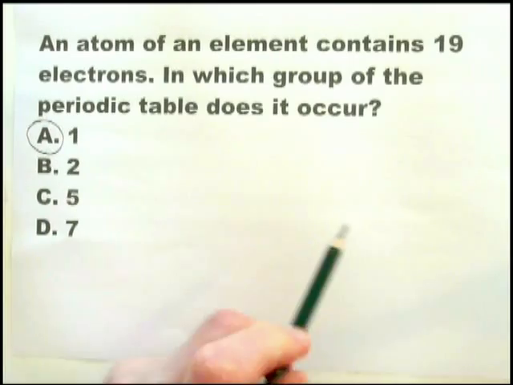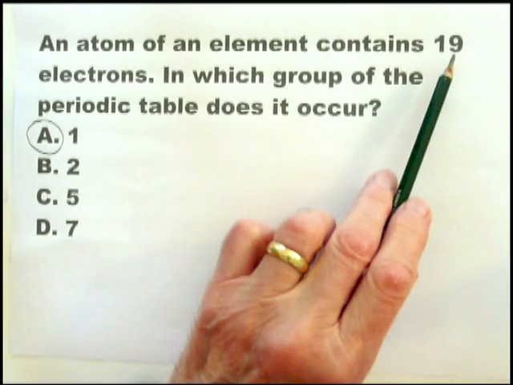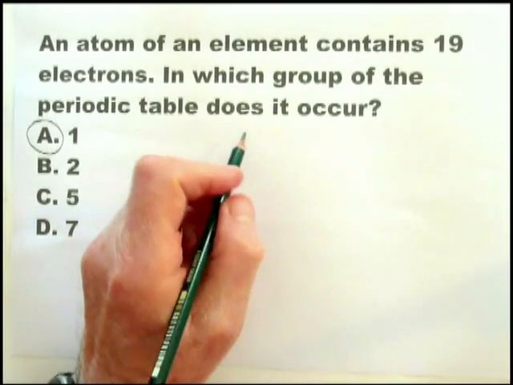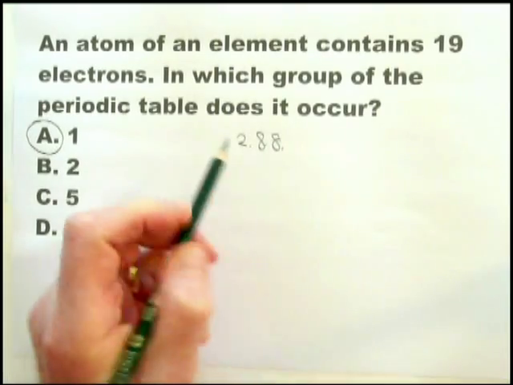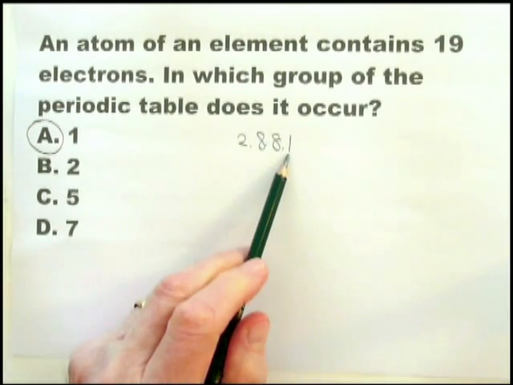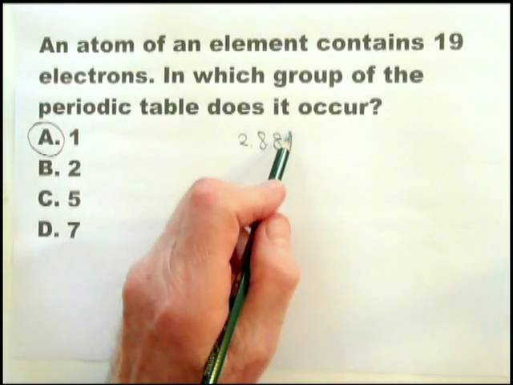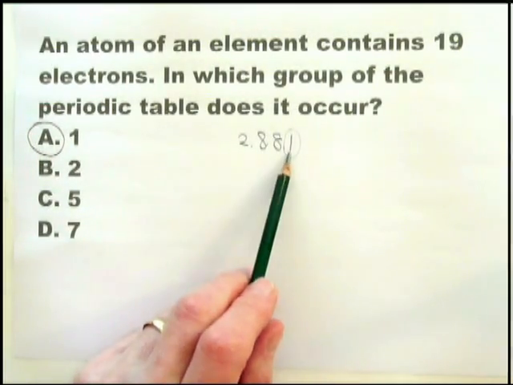If you didn't remember that and you tried to work it out, you would remember that the structure of the electrons is 2, 8, 8. That gives 18, and then 1 is the final electron. So again, this is evidence that it's in group 1. That electron in the last column is indicative of group 1.